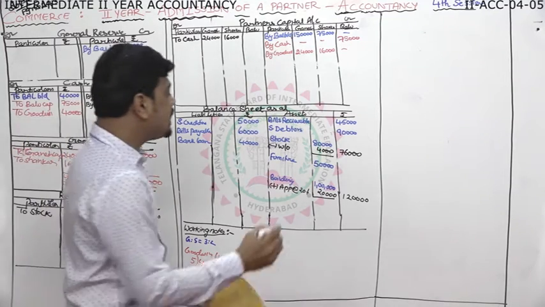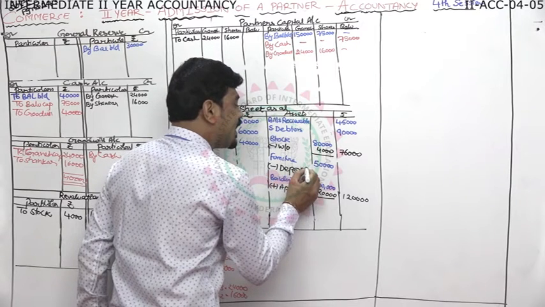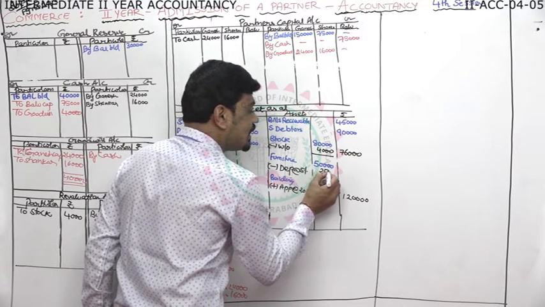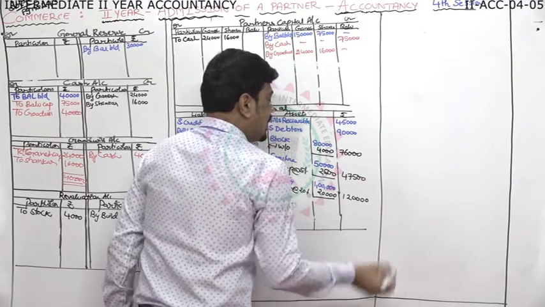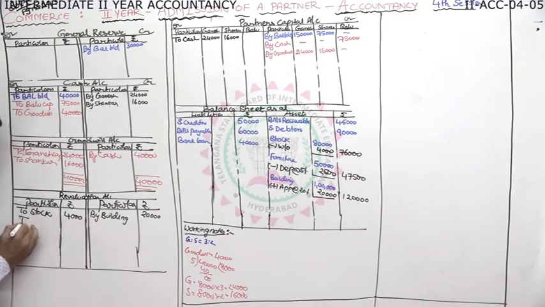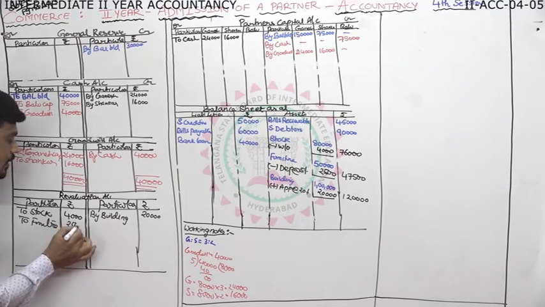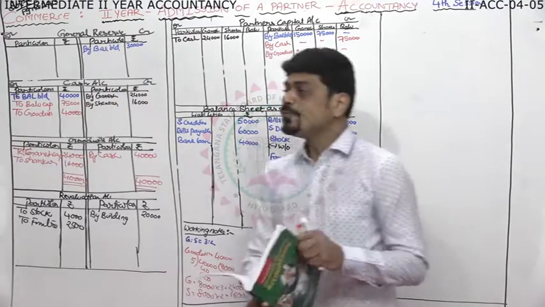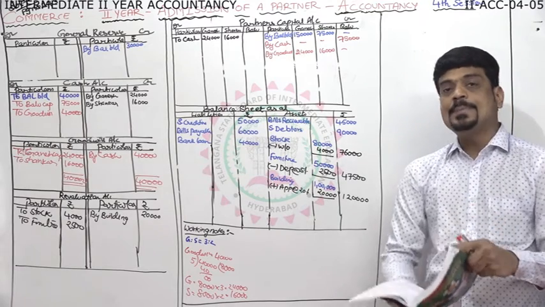4,000. Like that, furniture minus depreciation at 5%. 5 5s are 25, 2,500. 47,500. Again, to furniture 2,500. Then if you see, they say that there was an unrecorded liability.